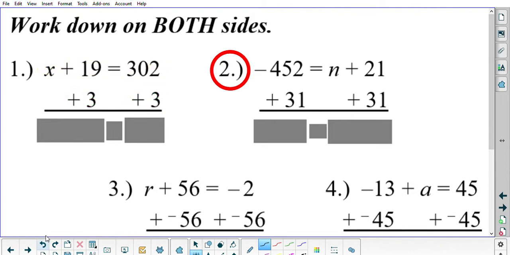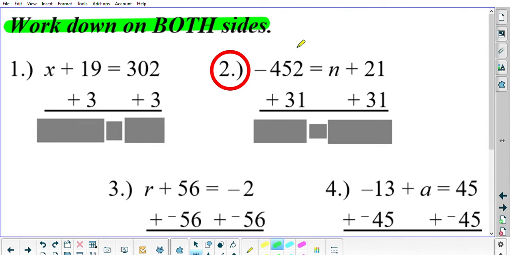Now, what we're going to do, according to these directions, is simply work down on both sides and get the results. That's all we're going to do. Our goal today is not to solve for the variable. We will be doing a lot of that in this chapter, but right now, that's not our goal. My goal is just to get you used to working with equations like they're balances, because it is something that's very different than what you did in elementary school.